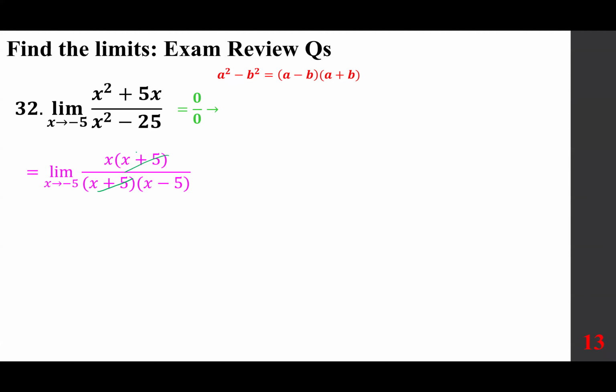You drop the common factor of x plus 5. And now if you plug in minus 5, the numerator becomes negative 5. The denominator becomes negative 10. The ratio is positive 1/2.